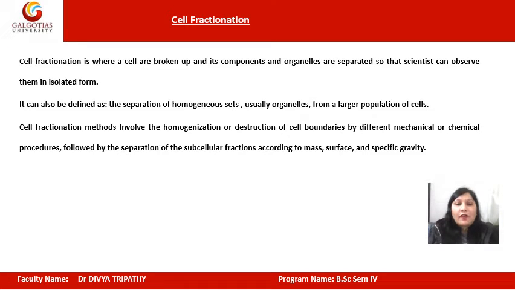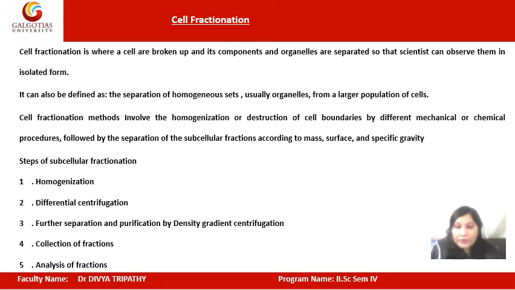So the steps of subcellular fractionation involve, you can see here on the slide: homogenization, differential centrifugation, and further separation and purification by density gradient centrifugation. If you remember, these two are the types of preparative centrifugation, right? Then the next step will be the collection of fractions, and finally the analysis of fractions will take place. I hope you enjoyed the animation.